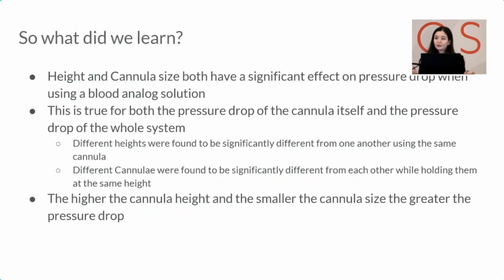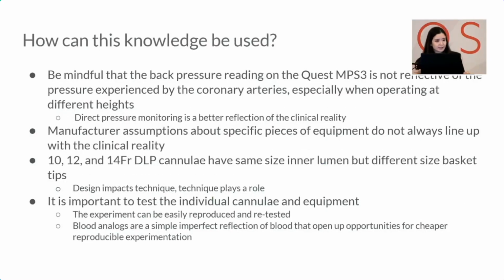So what did we learn? We learned that both height and cannula size have a significant effect on the pressure drop when we're running our blood analog solution. And this is true if you're measuring just the cannula itself, which for our purposes was P1 to P2, but it was also true when you measured the whole system, which was back pressure to P2. And so we found that the higher the height and the smaller the cannula, the greater the drop you would experience. So why is any of this useful?